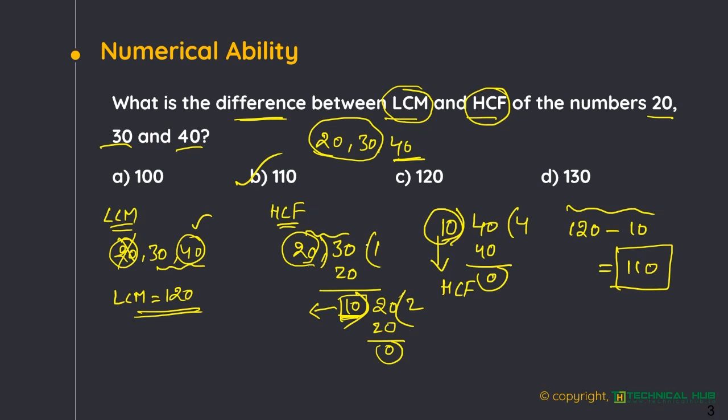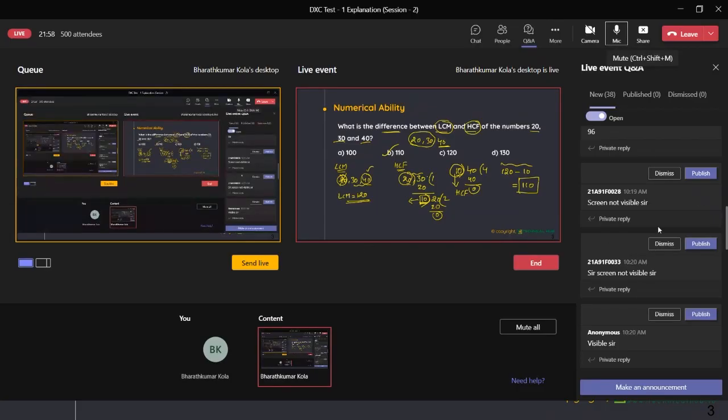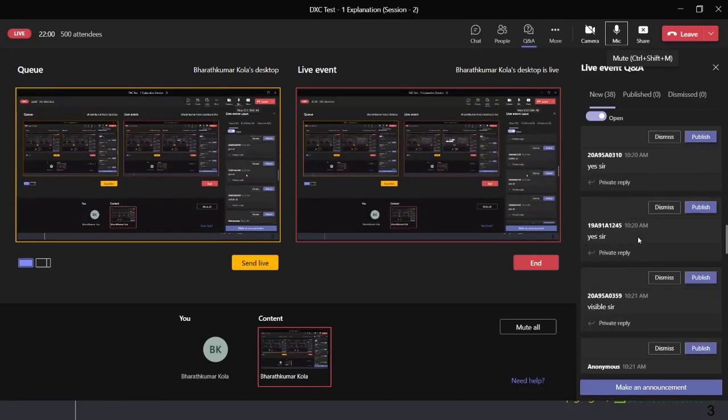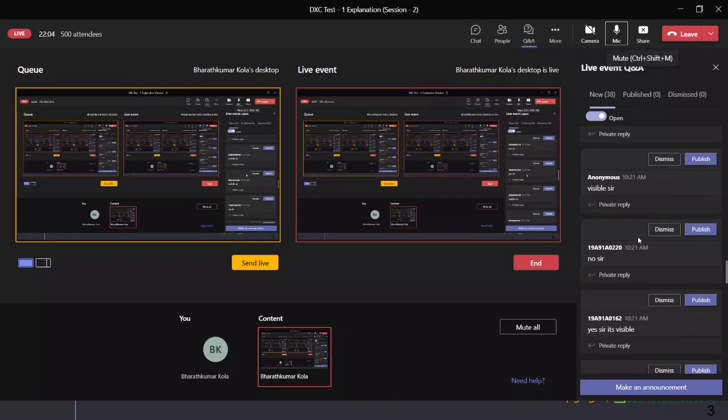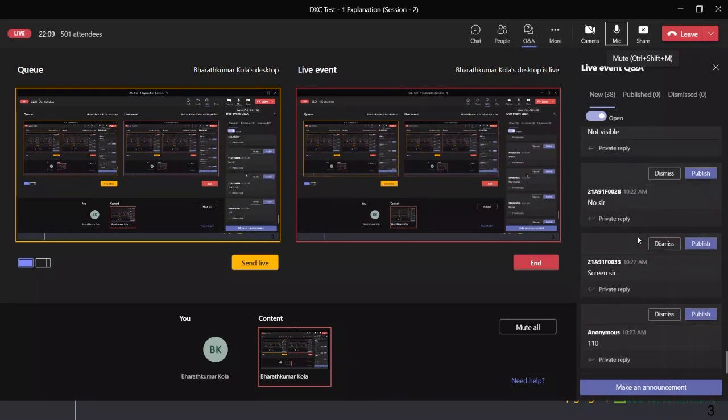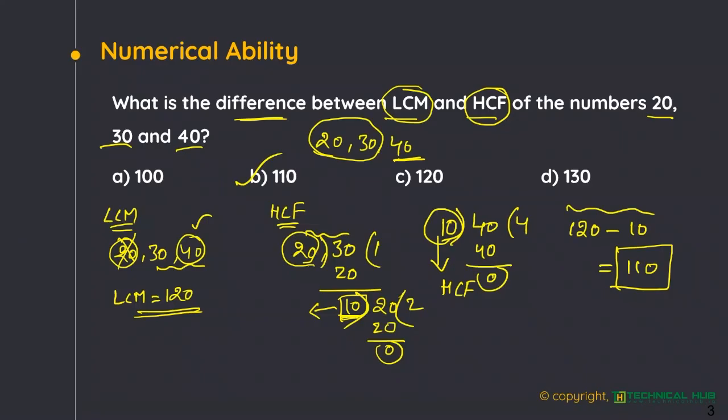Guys, please note down the solution. Yeah, 110. Everyone, please note down the solution.